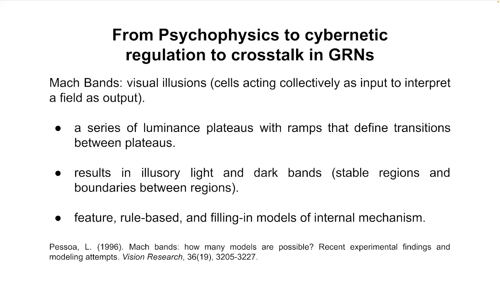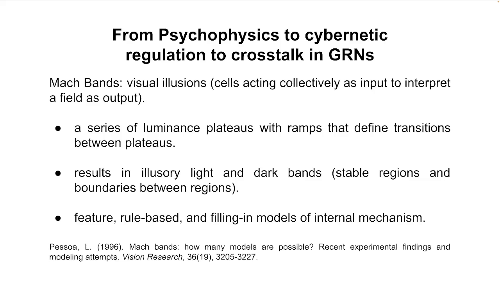So Mach bands, of course, are these visual illusions, and they act upon cells, neurons, that get tuned to certain inputs, and those cells act collectively to interpret those fields as outputs. Now, Mach bands can be characterized as a series of luminance plateaus with ramps that define transitions between plateaus. So they're visual phenomena, visual illusions, but they can also be physical phenomena that have actual values as opposed to being a purely visual or mental phenomenon.